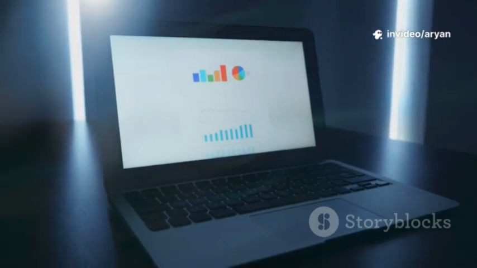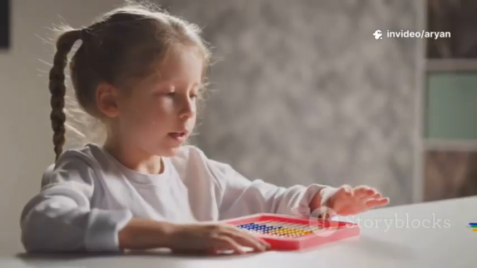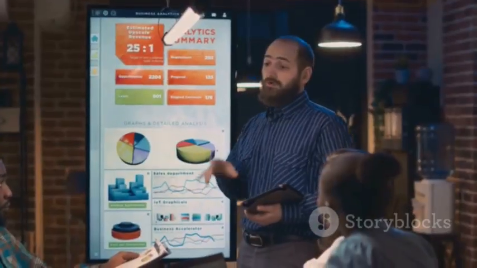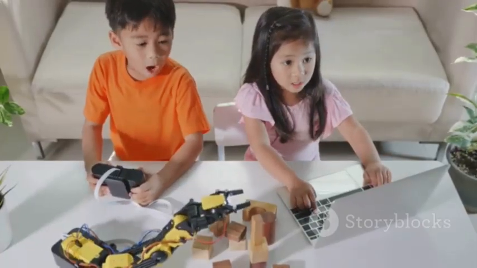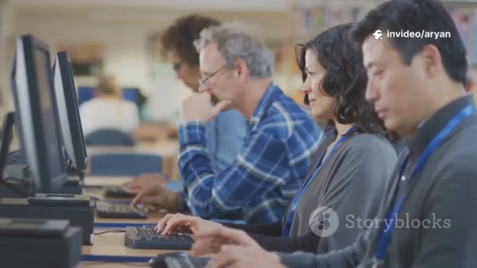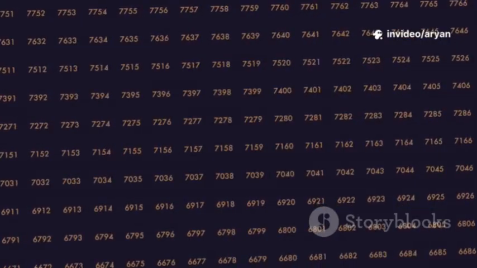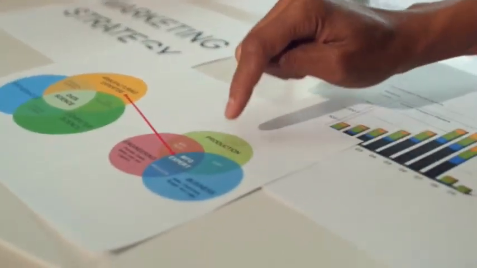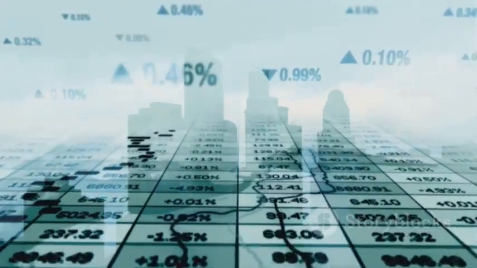Let's try an example. Suppose you have ages 3, 8, 15, 22, 45, 70. You can group them into child, which is 0 to 12, teen, 13 to 19, adult, 20 to 64, and senior, 65 and above. Now, instead of handling dozens of numbers, you just have 4 groups. This makes it easier to spot trends.